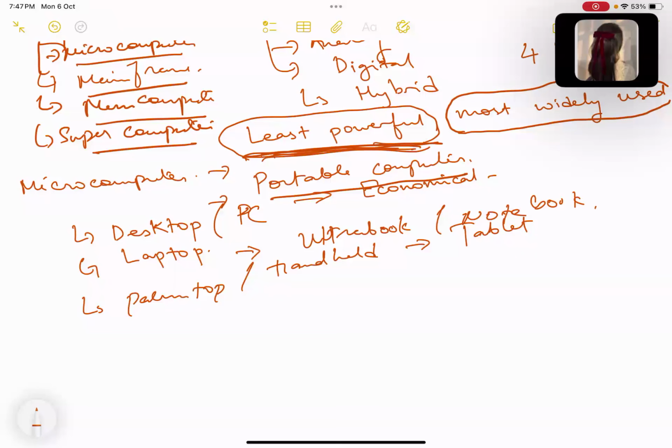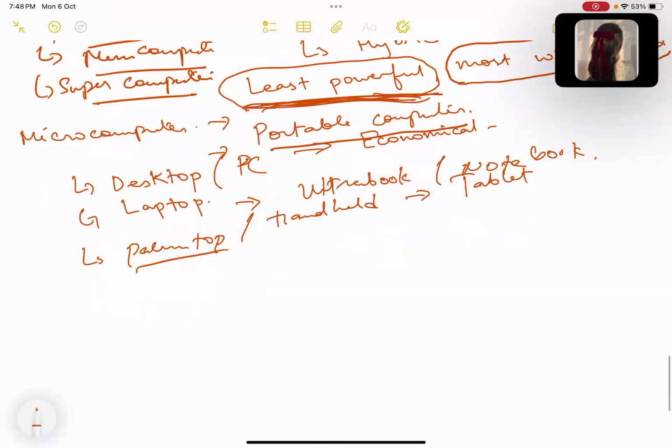Don't forget that even your tablet is a form of computer, because it has the input, it has the output, as well as the processing and the storage capacity, right? So it is a type of computer, okay? And it is known as a palm top because you can simply hold it in your palm, right? And so this also has served its own function.